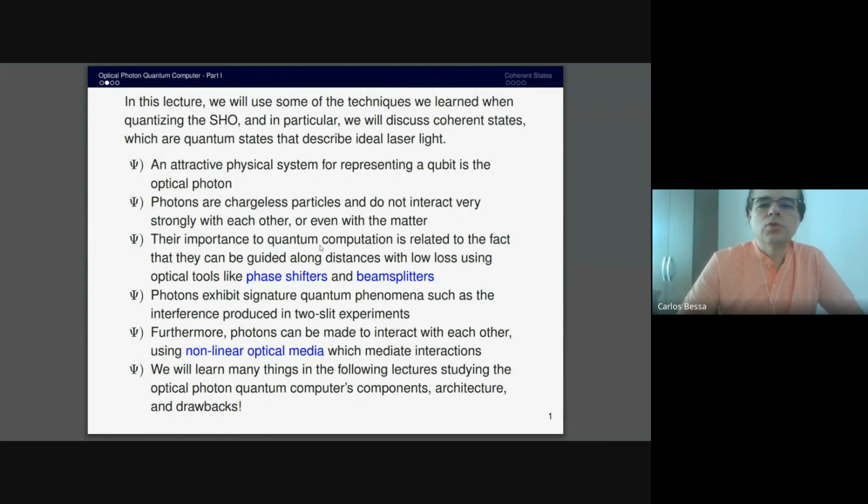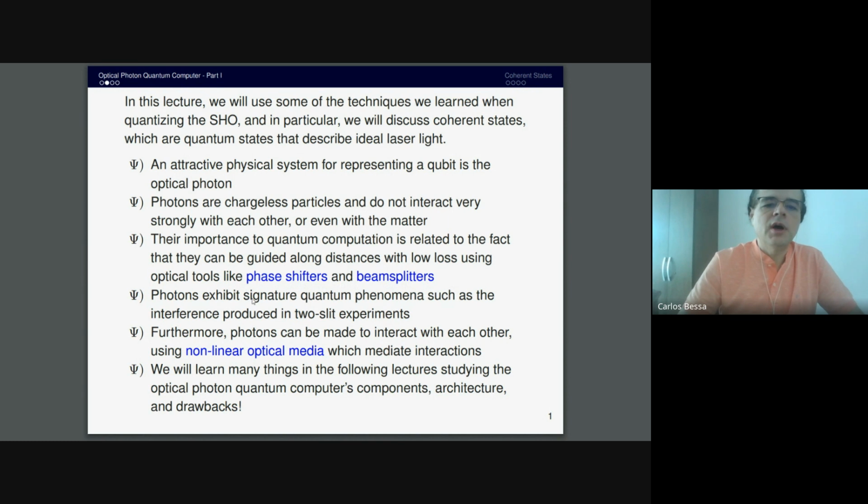The importance for quantum computation is related to the fact that they can be guided along distances with low loss using optical tools. All these tools we will study in detail. That's why I put them here in different colors, like phase shifters and beam splitters. Not today, but in a couple of lectures in the future, we will see some details about these optical tools.